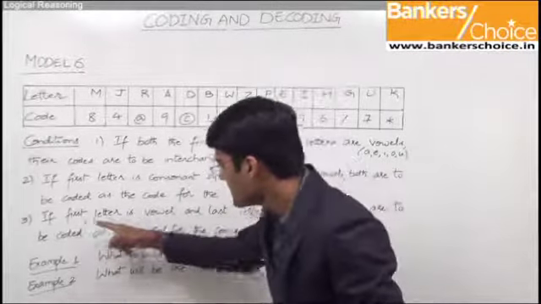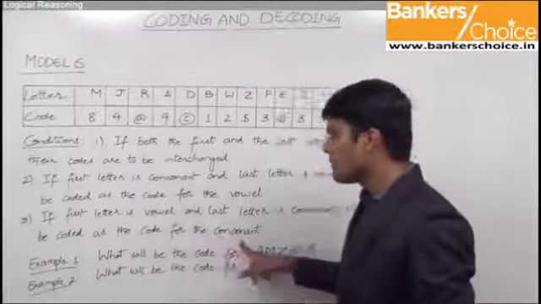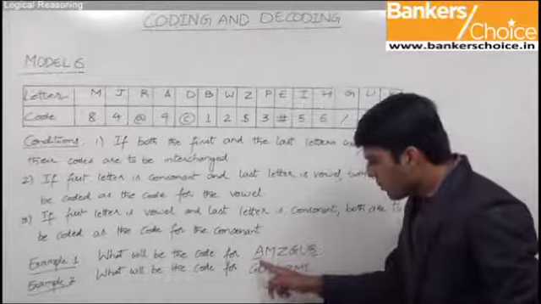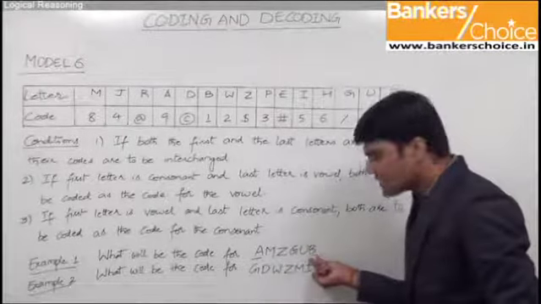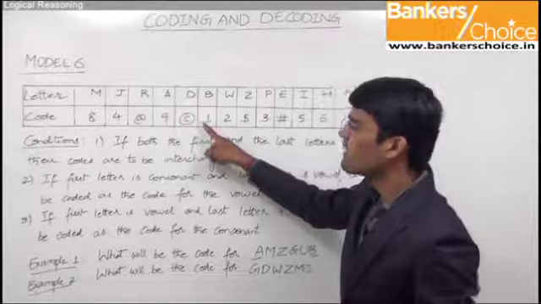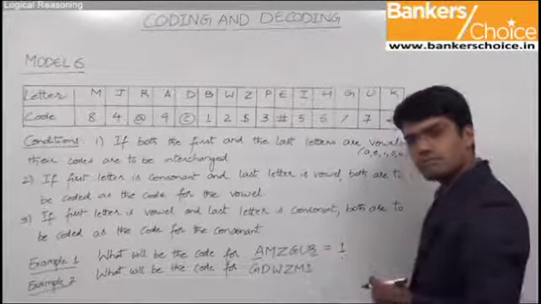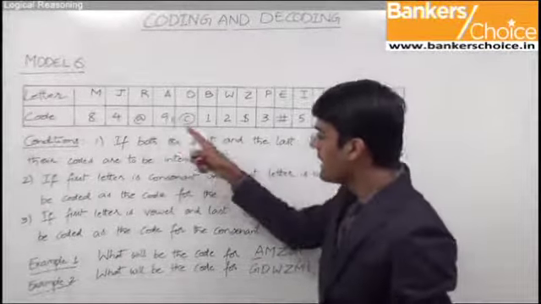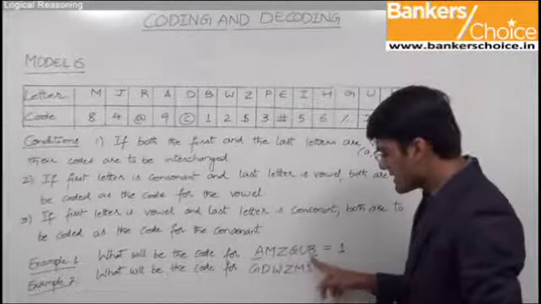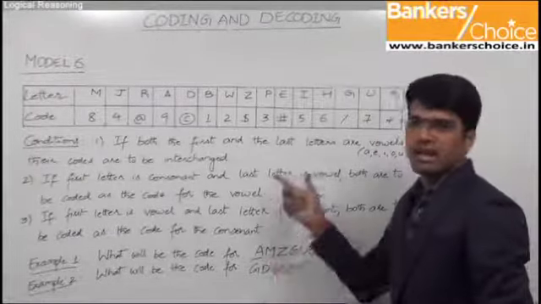And the condition which is given for first letter vowel and the last letter consonant is the third condition. That is, if the first letter is a vowel and the last letter is a consonant, both are to be coded as the code for the consonant. That means A and B both must be coded as the code for the consonant B only. So the code for the consonant B is nothing but 1. So we can say that A should be taken as 1. Though the code for A is 9, here we have to take it as 1 because the condition says when the first letter is a vowel and the last letter is a consonant, both are 1. For the remaining letters, we need to take the codes as given in the table.